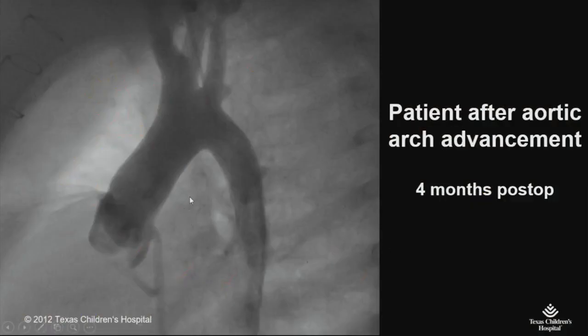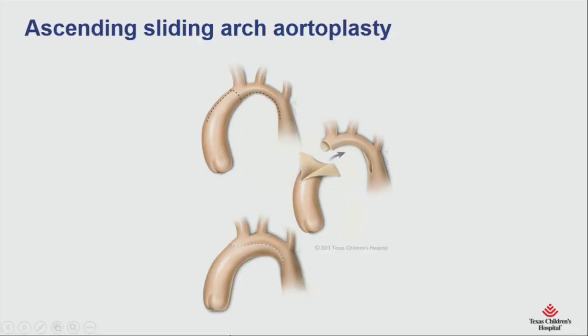And this is, for example, a patient after that procedure, and you can see how this is where the arch was before, and you see that convexity, which is exactly what you want to see. Ascending slide aortoplasty, that's another procedure that uses the fact that the aorta on these patients tends to be longer than other patients, so you just use the ascending aorta as a tongue to increase the size of the aorta.